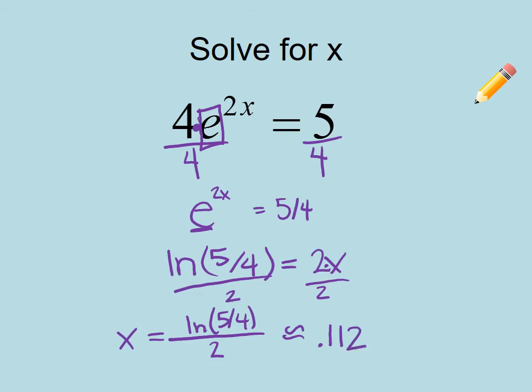Again, I can check my answer. It's worth it if I know I'm going to get it right. 2 times 0.112 should equal 5. Use your E key. Use parentheses for that exponent. Times it by 4. And because we used a rounded answer, we're going to get close to 5, not exactly 5.